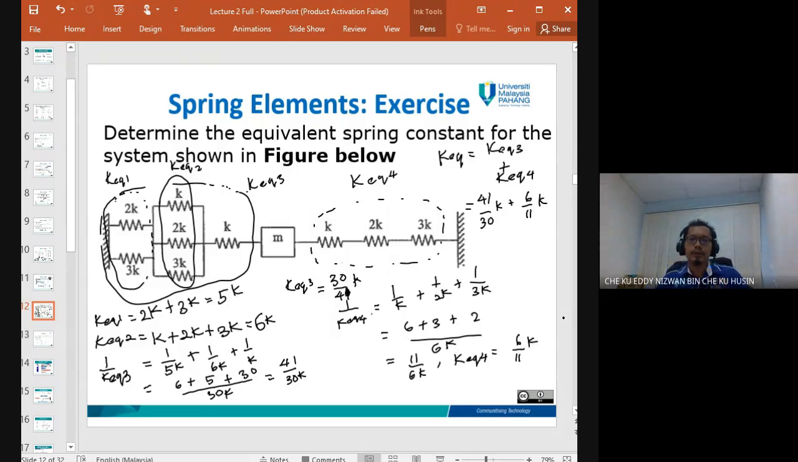Okay, so that's all the final answer. So maybe you can just make it in fraction or as decimal places. I don't have a calculator right now. Okay, so this one is enough to get the answer. So that is how we find the K equivalent for the system which consists of more than one spring in the system.